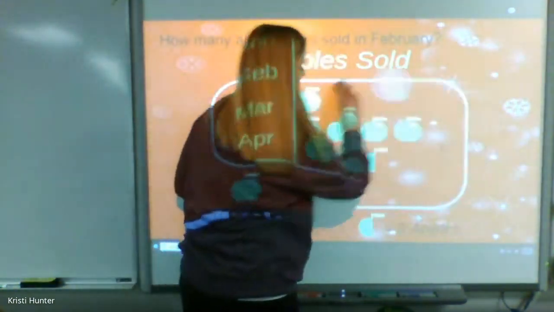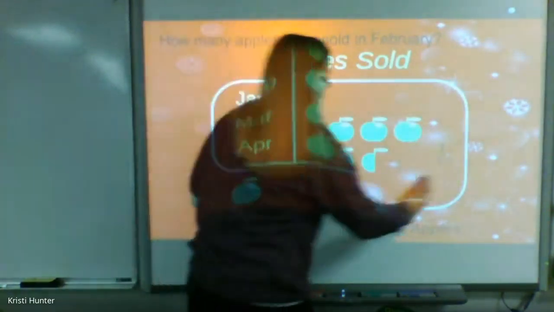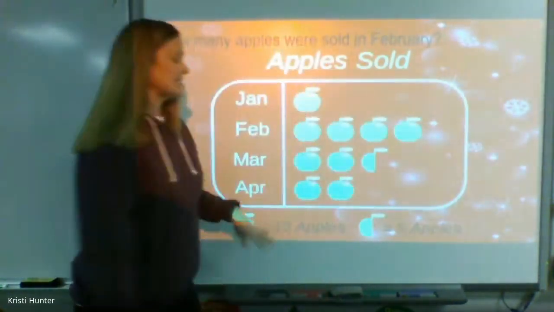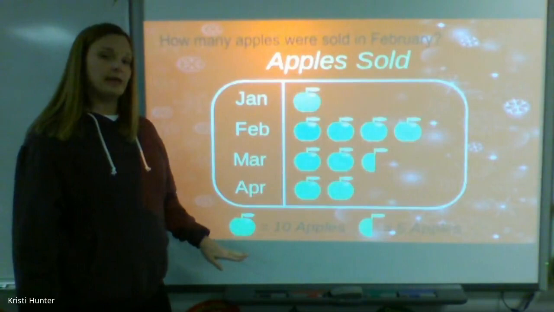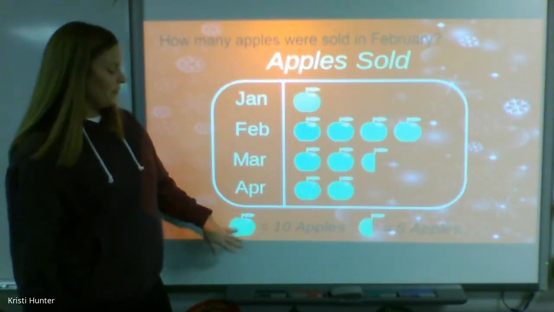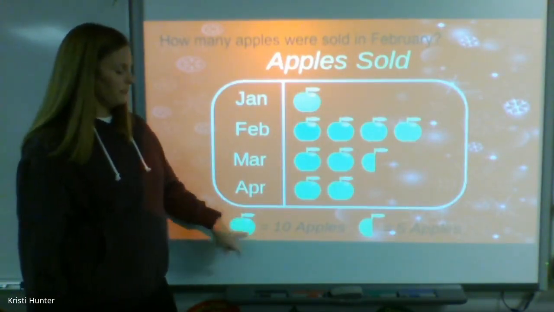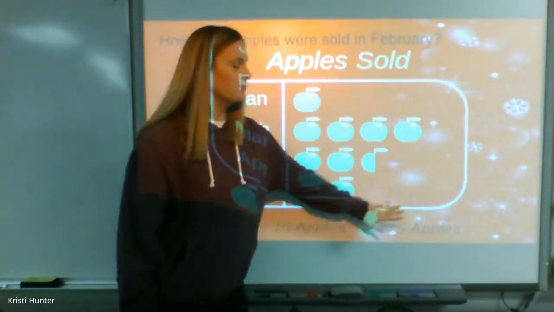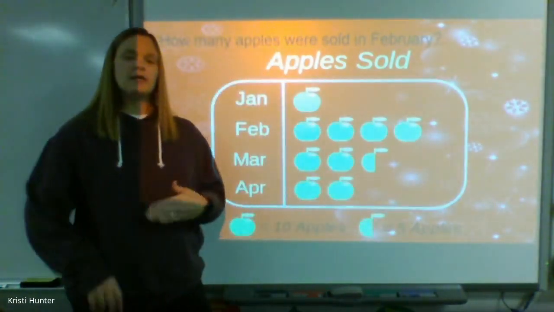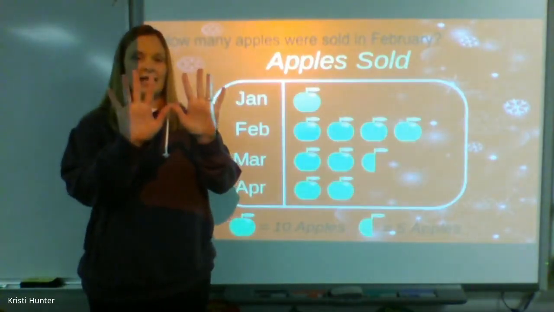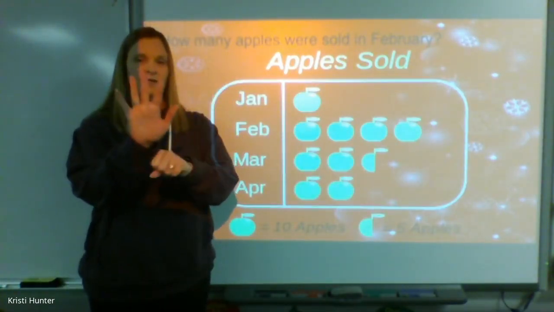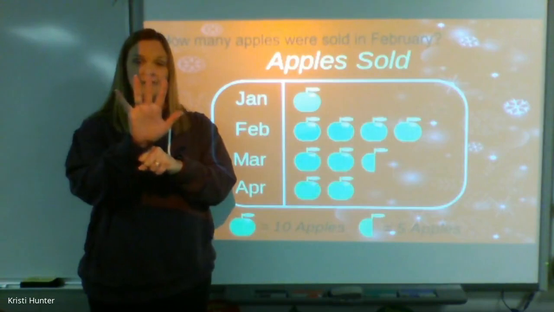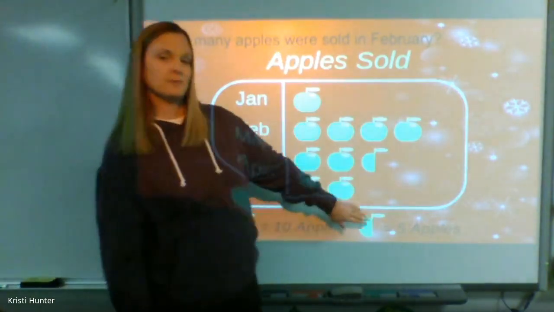Now, here is a totally different graph. And the reason I wanted to bring this graph up is because this has a different picture. So if you look, each green apple is 10 apples. Each half of an apple makes 5. So if you think about that, when you have 10 and you split it in half, you have 5. So that's why each half is worth 5.